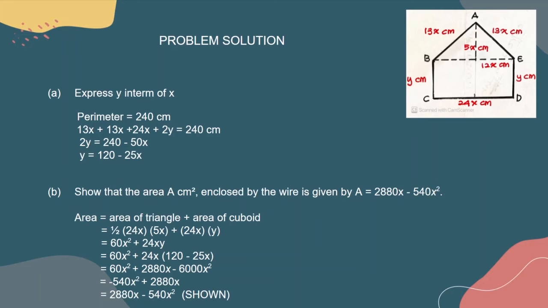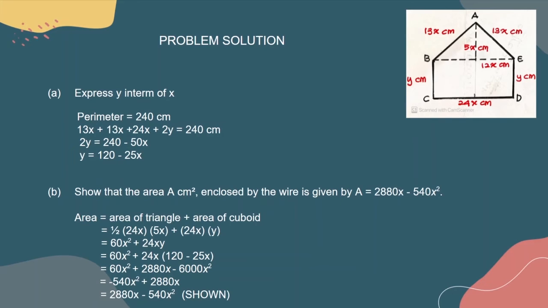Next, simplify the equation of the diagram area. We get 24xy plus 60x². Then, we substitute the equation of y that we got from problem statement A before into the latest equation and simplify them together, which is 24x times 120, we get 2880x, and then 24x times negative 25x, we get negative 600x² and combined with 60x².